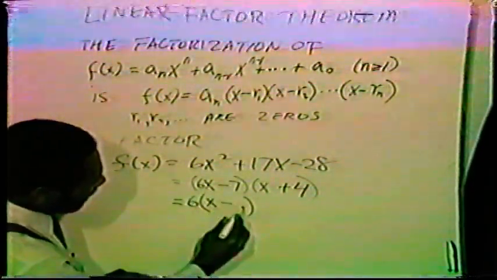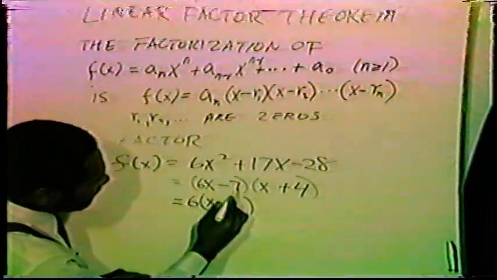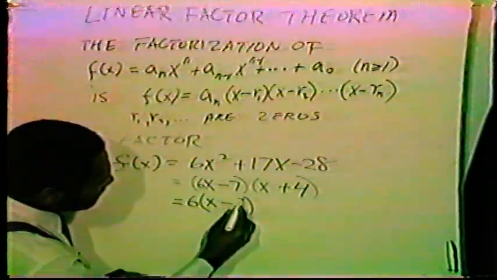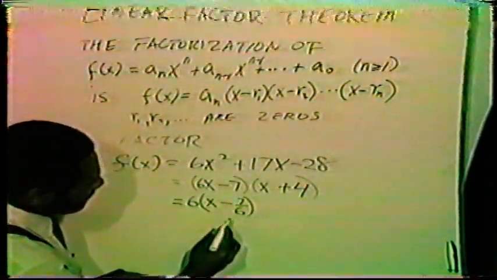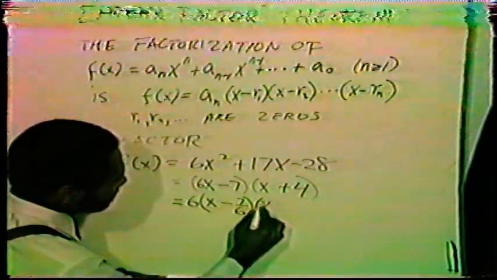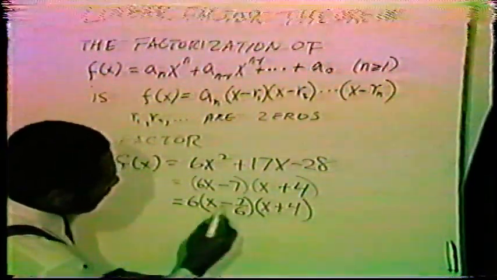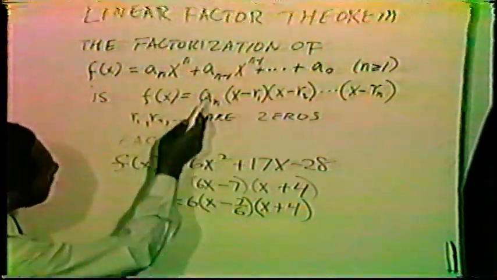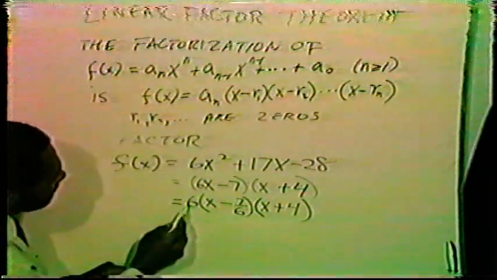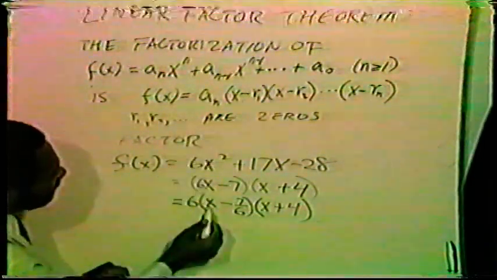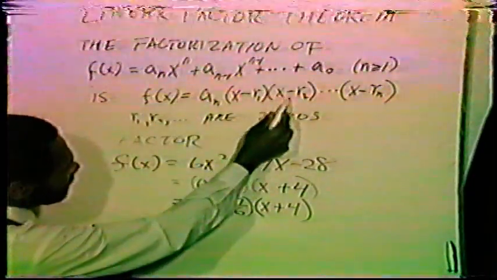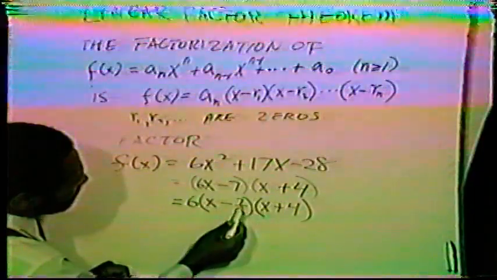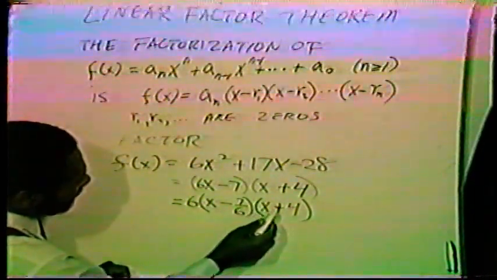When we multiply 6 times this next expression here, we have to get negative 7. So this has to be 7 over 6. And then, of course, this part remains the same, x plus 4. So now we have the factorization in the form of the linear factor theorem. We have the leading coefficient here in front of the parentheses. Then we have just plain x, like we have in the linear factor theorem, just plain x minus one of the zeros, and this is just plain x minus the other zero.